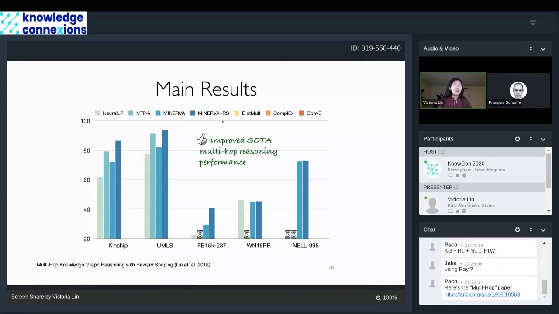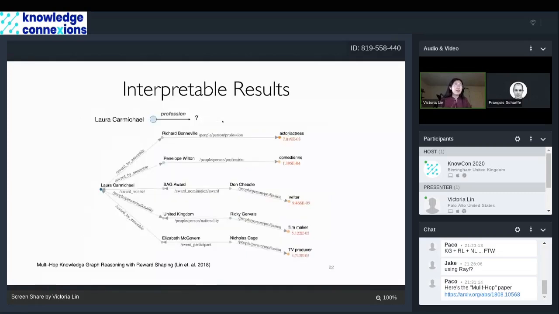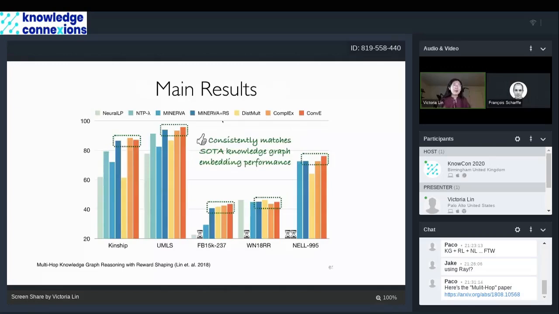However, we also compare the performance with the family of knowledge graph embedding algorithms.